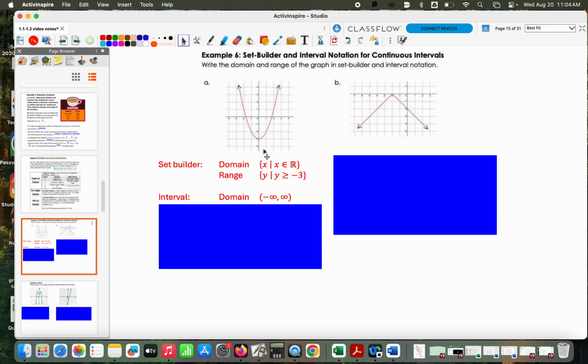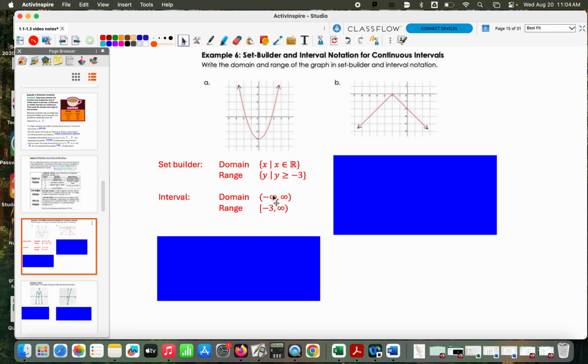Our ranges are y values. The lowest is -3. I don't go below -3. I don't get to -4. There's no graph down here. So we get to -3 and above. So we'd say range is y, because now we're talking about y values, such that y is greater than or equal to -3. We do hit that point, so we do the equal to.